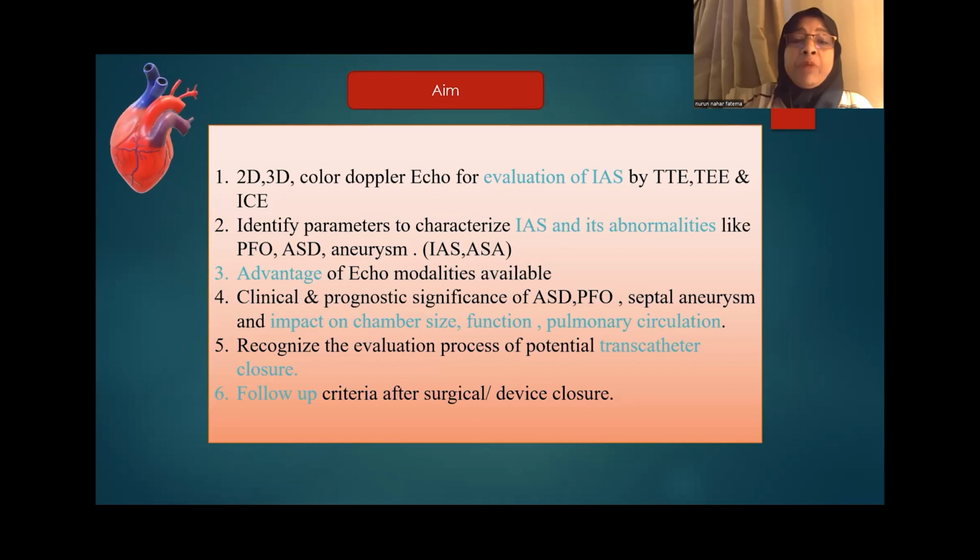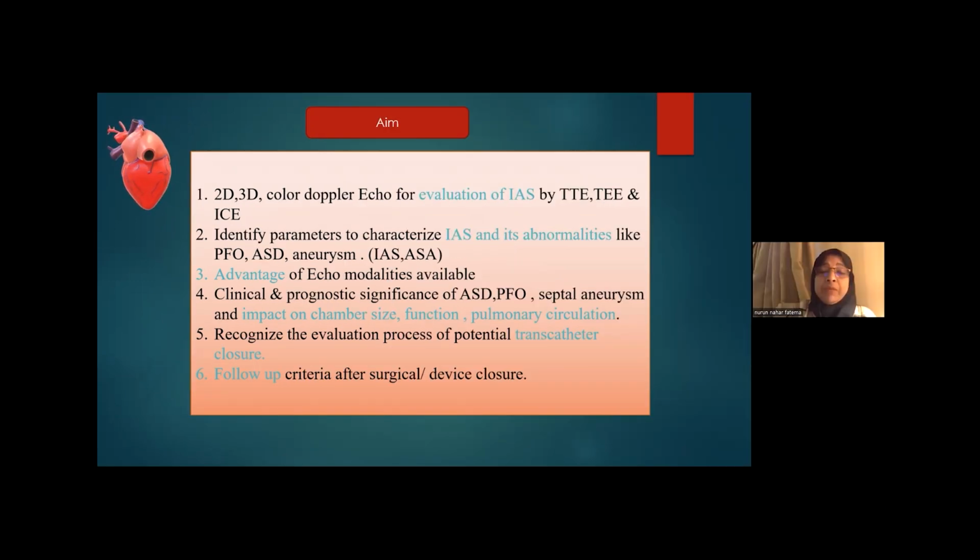The aim of this discussion is to know about two-dimensional and three-dimensional color Doppler echocardiography for the evaluation of the interatrial septum, identify the parameters to characterize the interatrial septum and its abnormalities, and the advantages of the echo modalities available so far. We will also cover the clinical and prognostic significance of atrial septal defect, patent foramen ovale, and septal aneurysm, and their impact on chamber size, function, and pulmonary circulation. Recognize the evaluation process for potential transcatheter closure and the follow-up criteria after surgical and device closure. So these are the objectives.